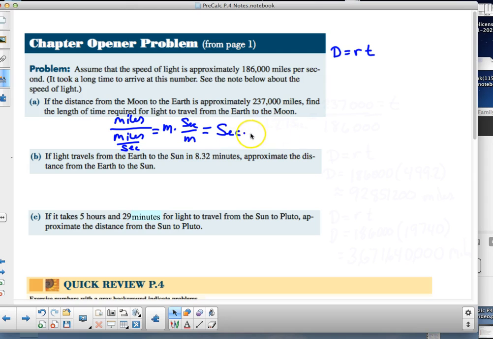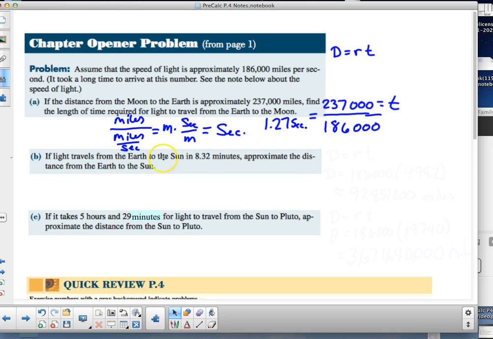That all works. It should be in seconds. So as I'm looking through with my units, I've got my distance divided by my rate. This should be my time, and my time is 1.27 seconds. Okay, so it will take light 1.27 seconds to travel from Earth to the moon, and then it'll take something like 2.54 seconds to travel from the Earth to the moon and back.